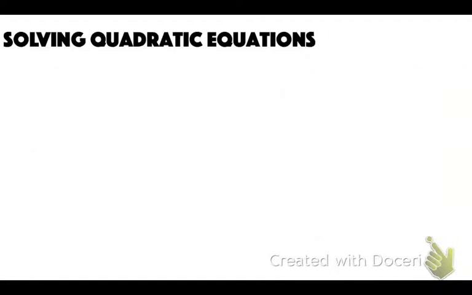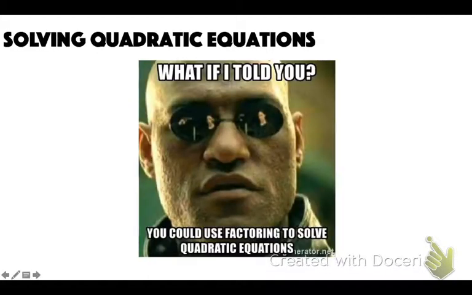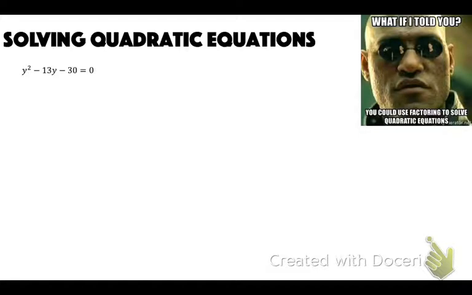Okay, solving quadratic equations. We've done a bunch of factoring, and that's what I am going to do. What if I told you you could use factoring to solve quadratic equations? So if we factor this, y squared minus 13y minus 30 equals 0, that factors to y minus 10, y minus 3. Set those both equal to 0, so you end up getting y equals 10 and y equals 3. Pretty straightforward.